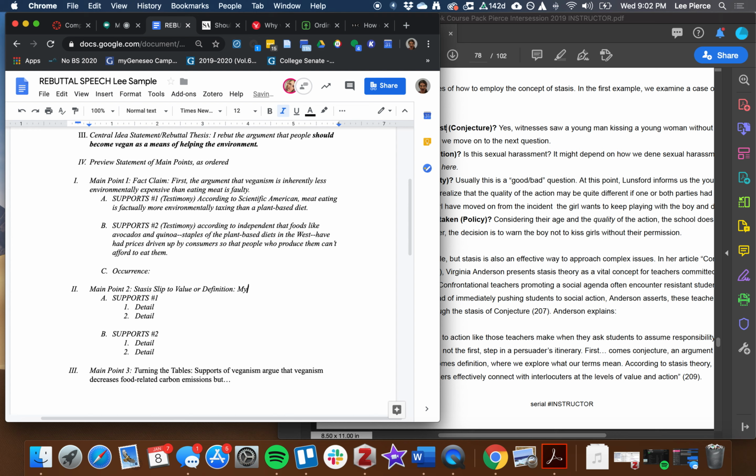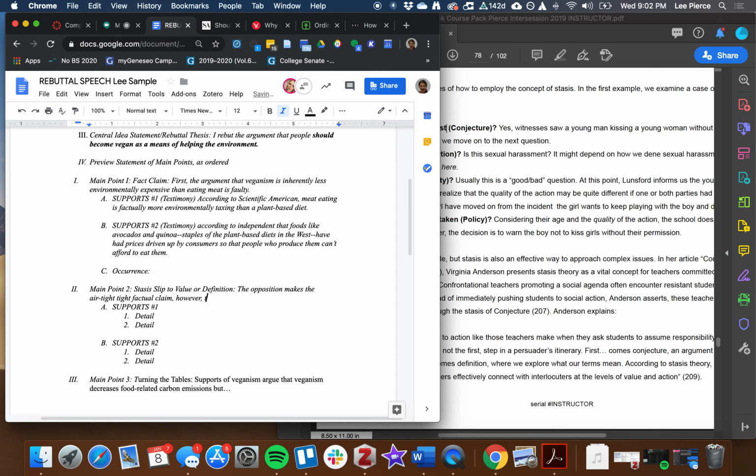So the opposition makes the, I wouldn't write this, but I'm just trying to show you what we're doing. The opposition makes the airtight factual claim, however, and now we're looking for a factual claim that is indisputable. That doesn't mean it's a fact. It means that it's a factual claim that you could dispute, but it's really not worth it, right?